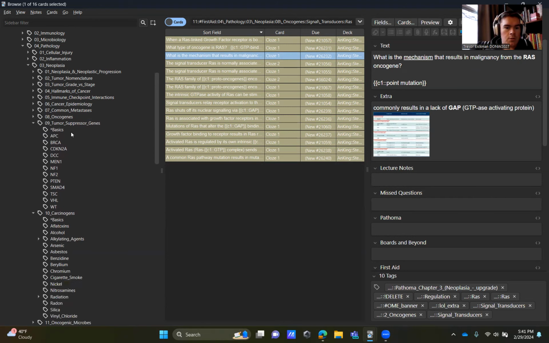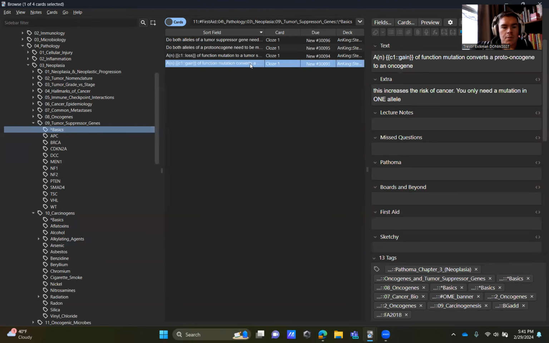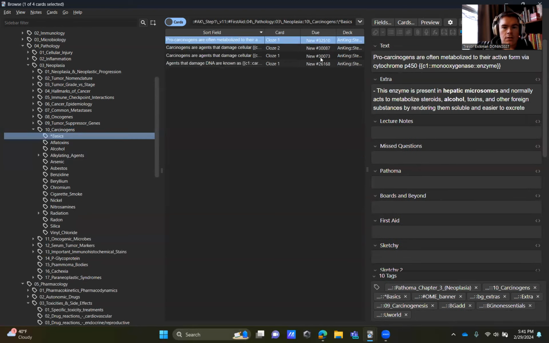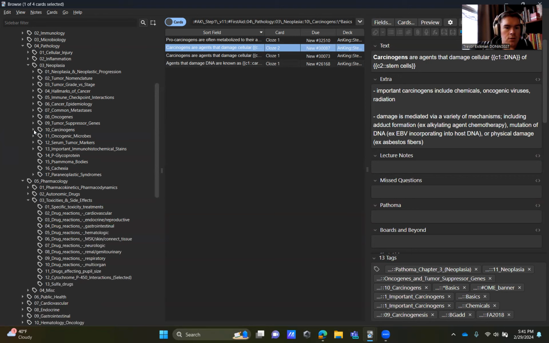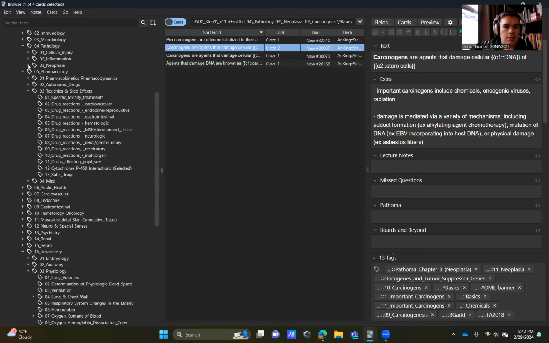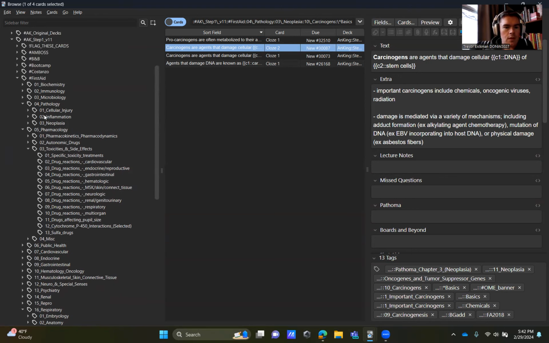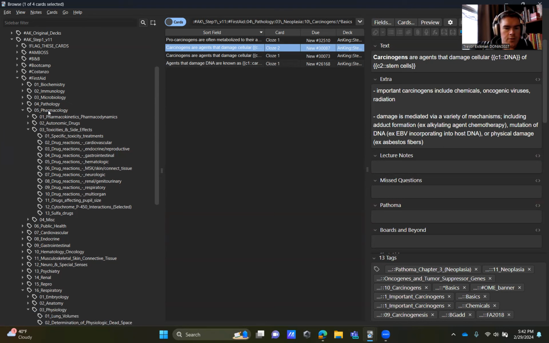So then we'll jump into tumor suppressor genes, and just in basics, grab these 4. If you don't have them already, I think they might have already been activated. And we'll minimize that. And then carcinogens, again, just the basics. Just those 4. And that is it here. So then we'll minimize carcinogens, and then we will minimize neoplasia. And then we will stay in, actually, no, we're going to jump out of pathology, go to pharmacology.